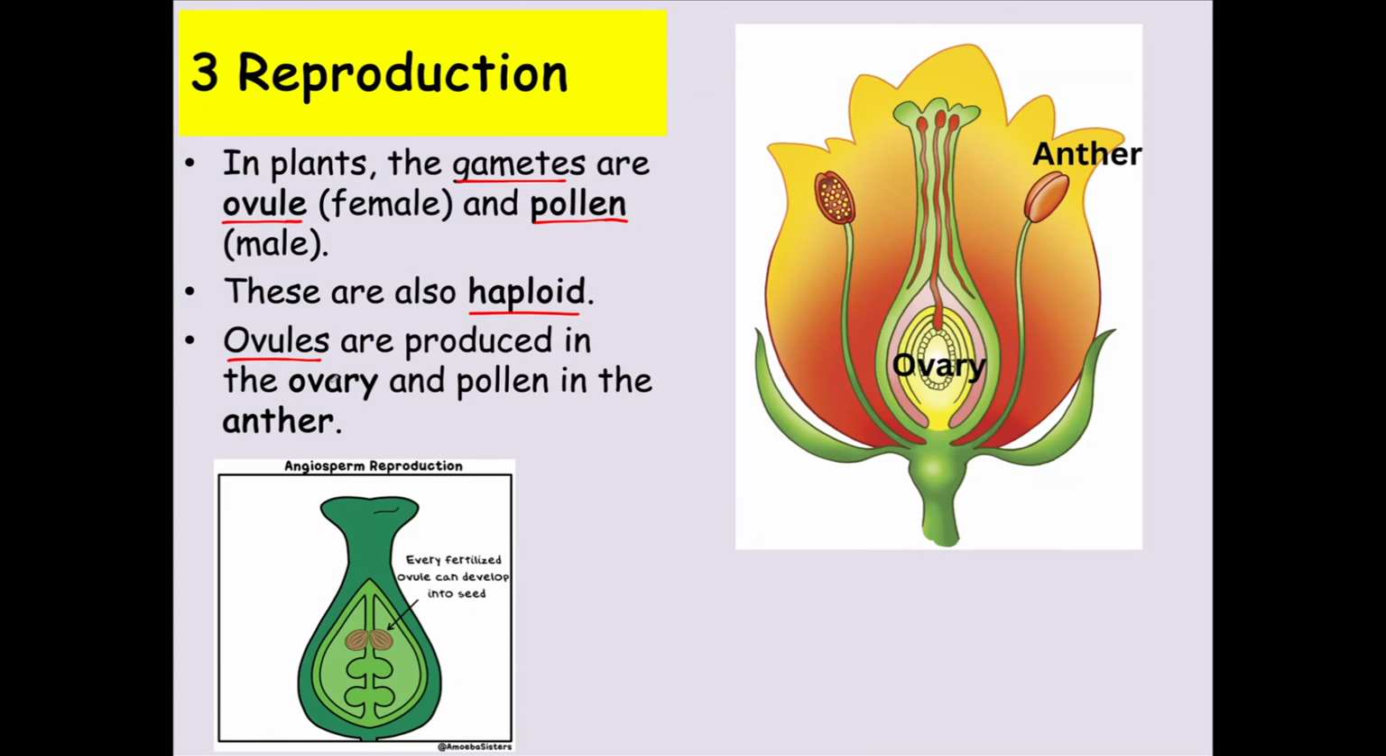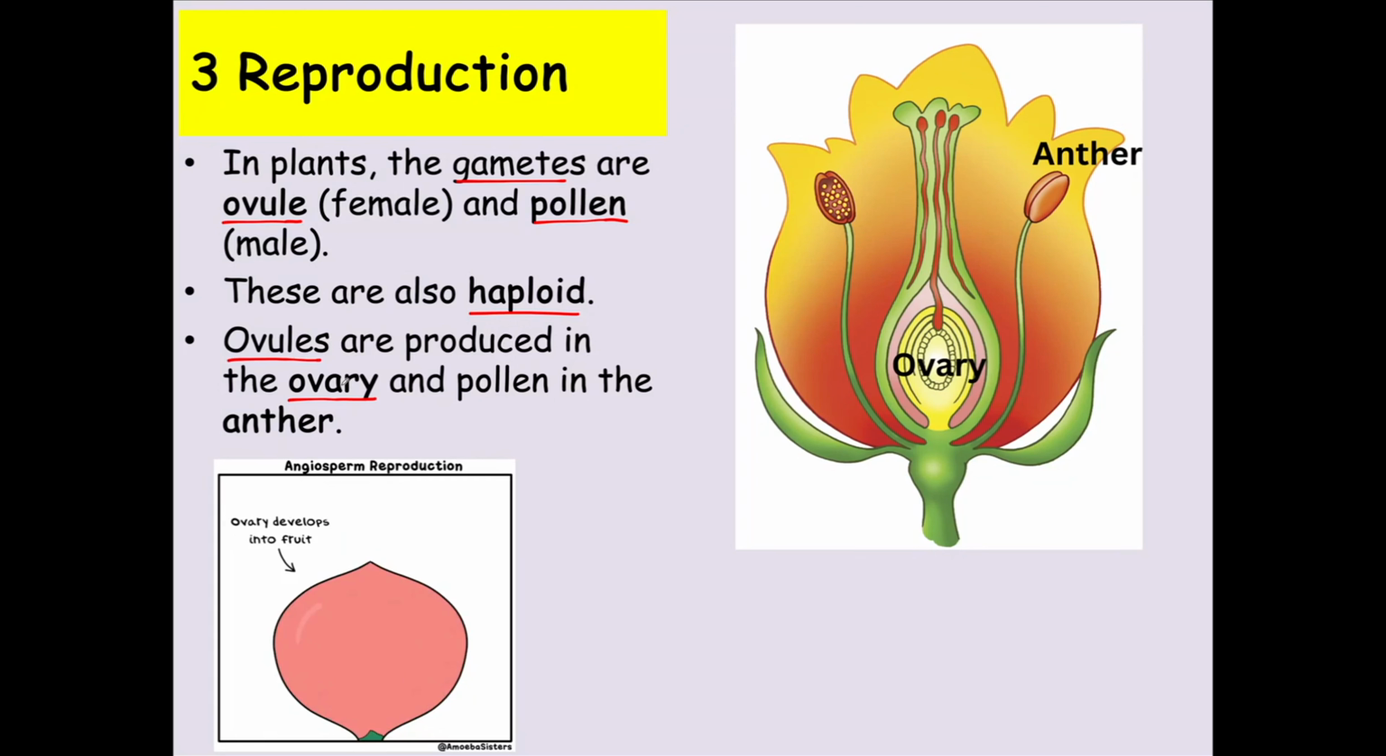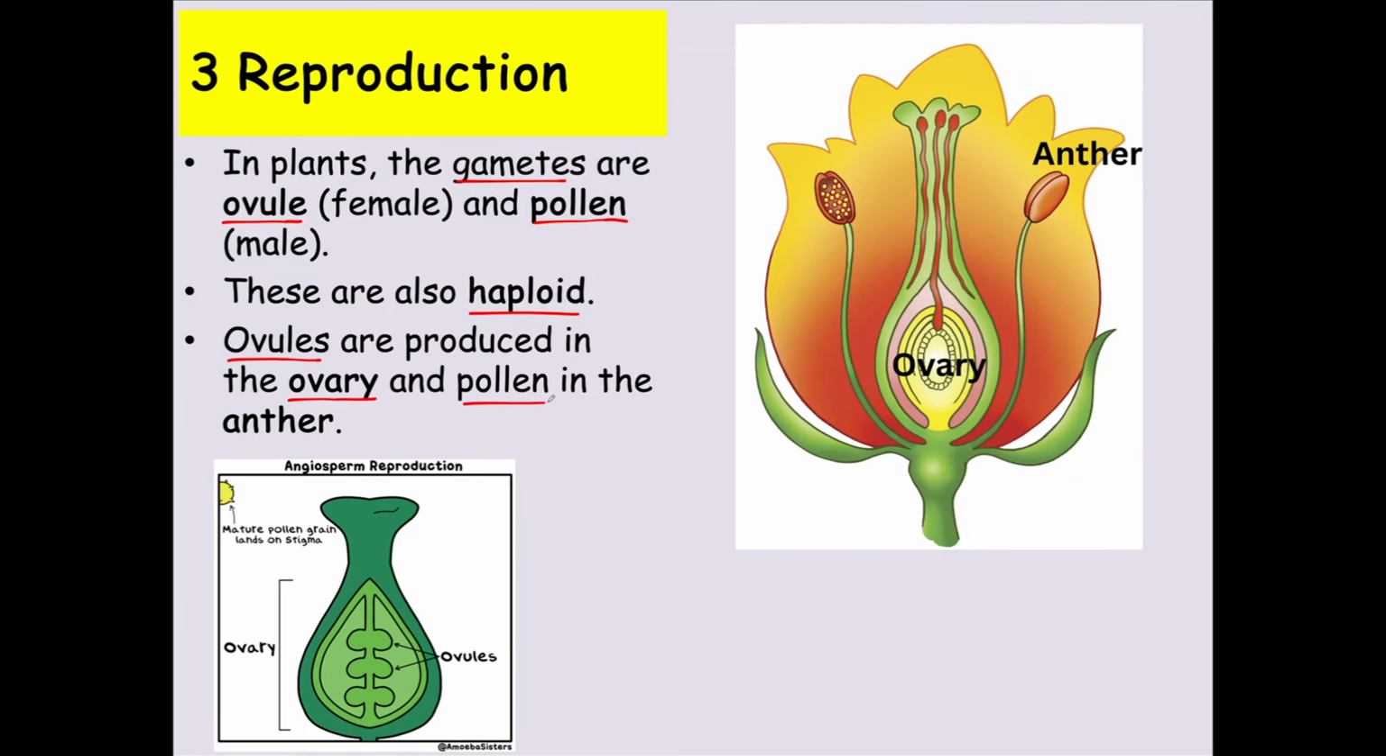Now, ovules, that's our female gametes, are produced in the ovary. So that's easy to remember because the ovary is the name for both the plant and the animal organ that produces the sex cells. And we have pollen, which is formed in the male organ called the anther. And we can see the anther up here, and we can see the ovary in this area here.